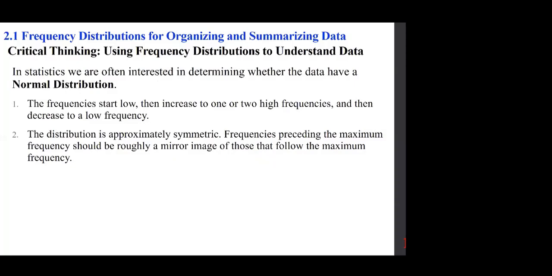Critical thinking using frequency distributions to understand data. In statistics, we are often interested in determining whether the data have a normal distribution. 1. The frequencies start low, then increase to 1 or 2 high frequencies, and then decrease to a low frequency. 2. The distribution is approximately symmetric. Frequencies preceding the maximum frequency should be roughly a mirror image of those that follow the maximum frequency.